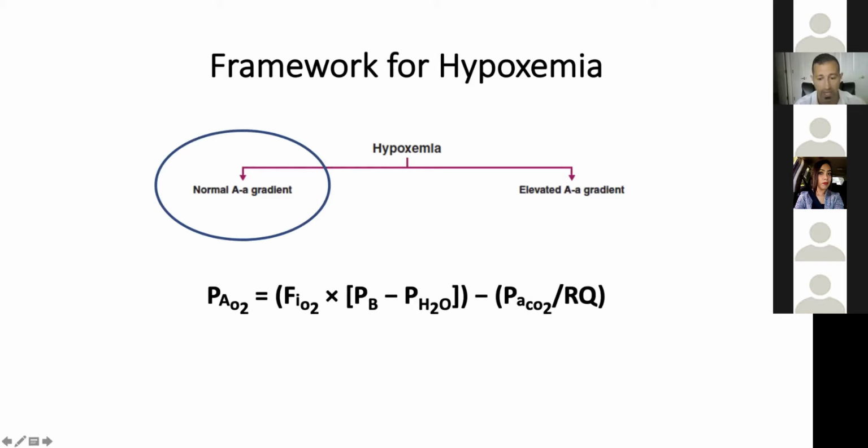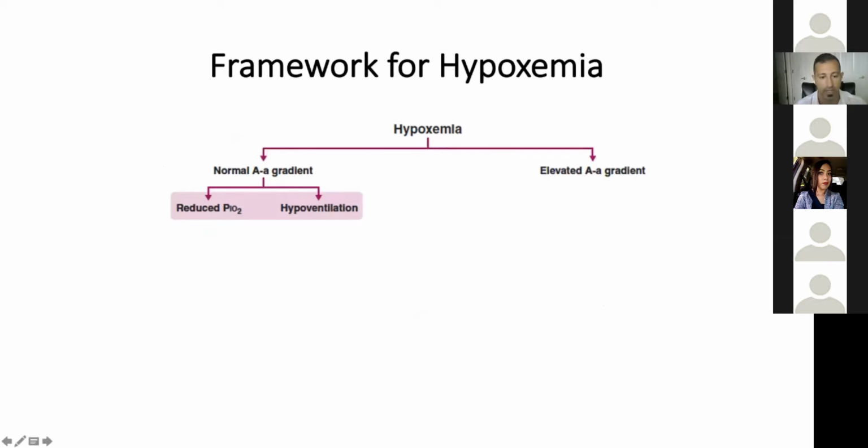So if the partial pressure of oxygen that we're inspiring goes down, or the amount of carbon dioxide in our blood goes up, either one of these situations will cause the big AO2 to go down. And again, the little a is at the mercy of the big A. And so that would be anything that causes reduced partial pressure of inspired oxygen or hypoventilation. Some of you still may be confused about how a normal AA gradient could be associated with hypoxemia.